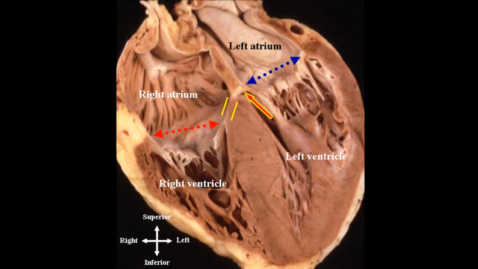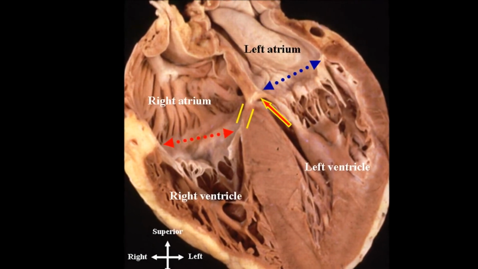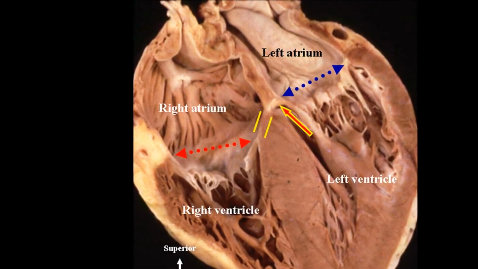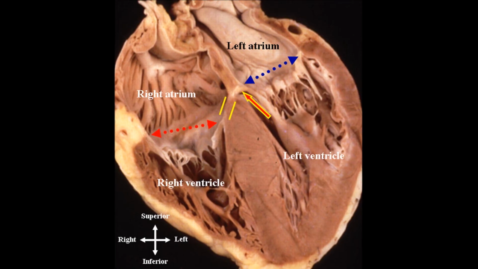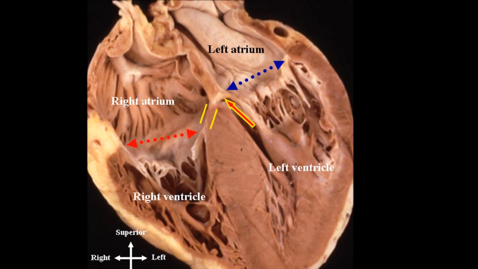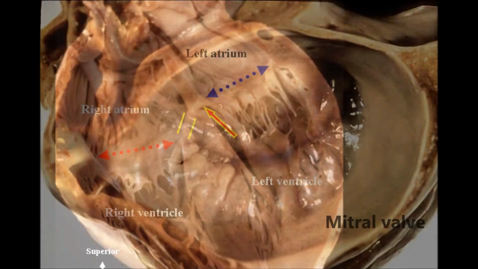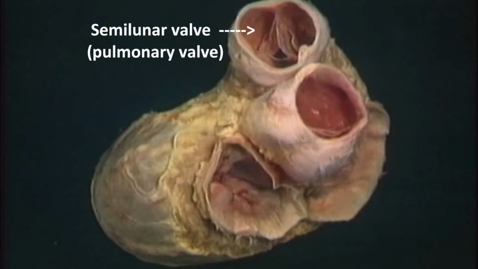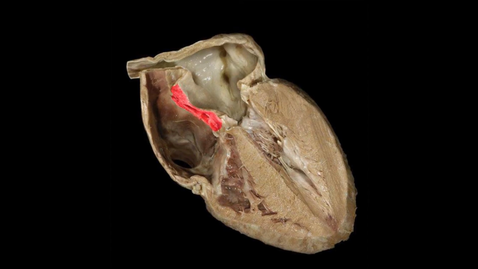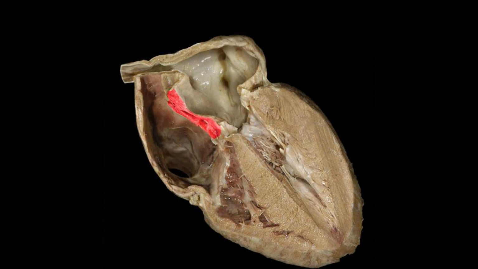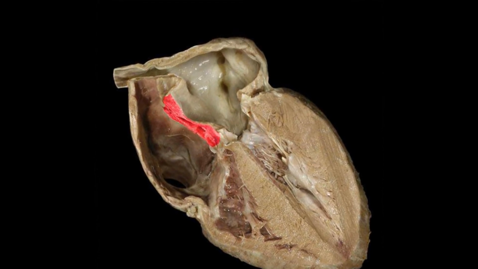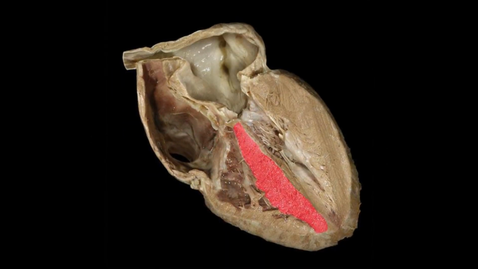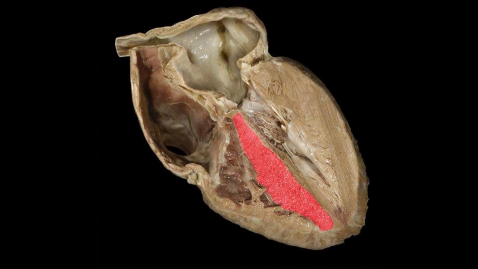Let's take a look into the interior of the heart. Blood from the right atrium passes into the right ventricle through the tricuspid valve, and blood from the left atrium passes into the left ventricle through the mitral valve. Semilunar valves are located at the origins of the pulmonary trunk and the aorta. 2 atria are separated by the interatrial septum, and the interventricular septum separates the 2 ventricles.